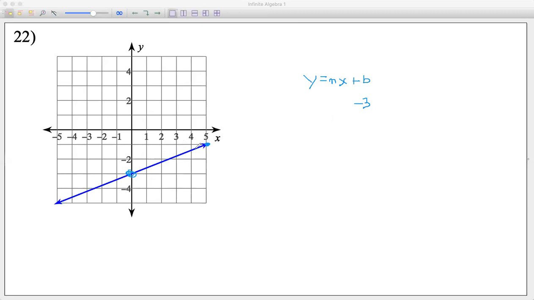Now simply count squares, up or down. How many? So up to, over. You have the paper in front of you. You can use your pencil. What'd you get? 2/5. Very good. I toss an x, I toss a y equals, and you're done. There's your equation of that line: y equals 2/5 x minus 3.